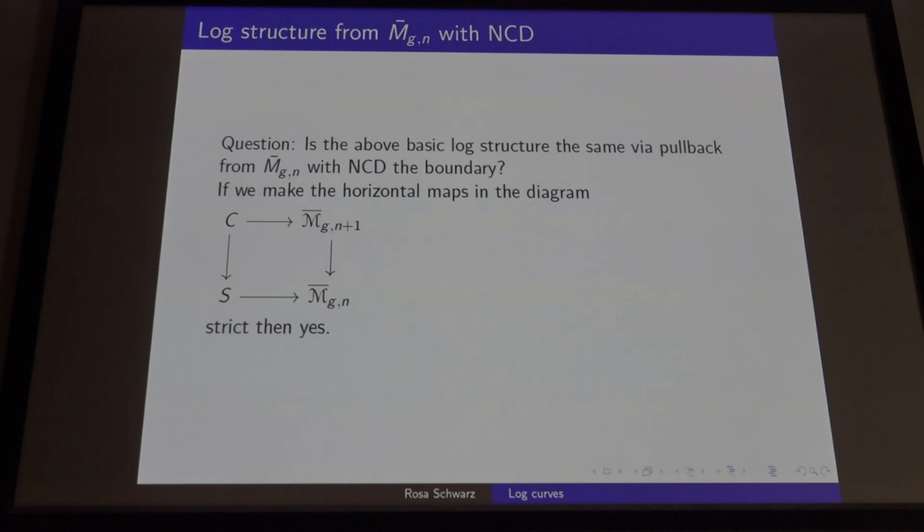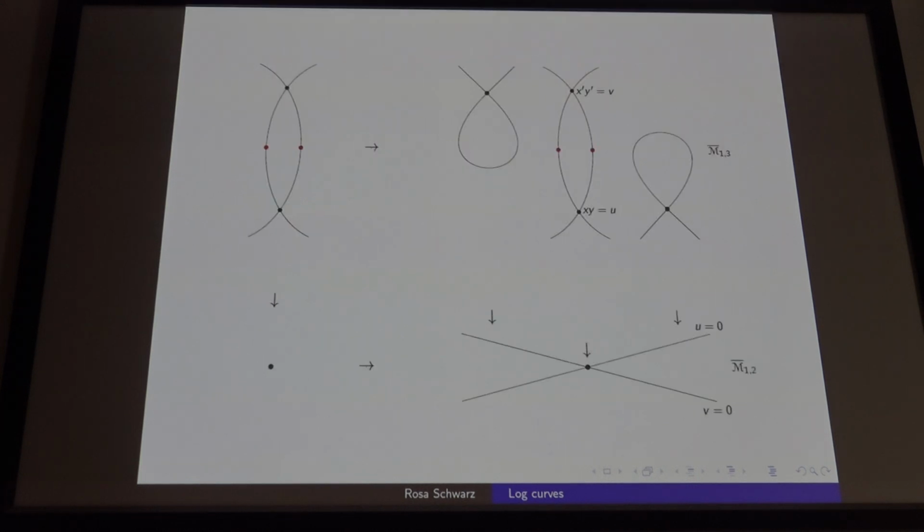But the answer to my question was: if we give it this procedure log structure, basic log structure, is it then the same if we would consider log structures on M_{g,n} and just pull them back? And yeah, if you just pull them back, so if you make log structures so that the horizontal maps are strict, then these are the same things. And this is the picture of what that would look like.